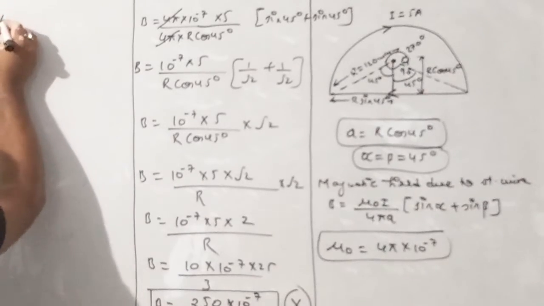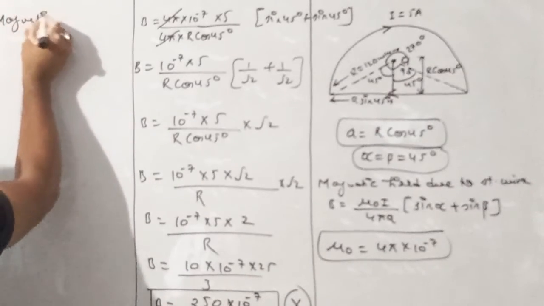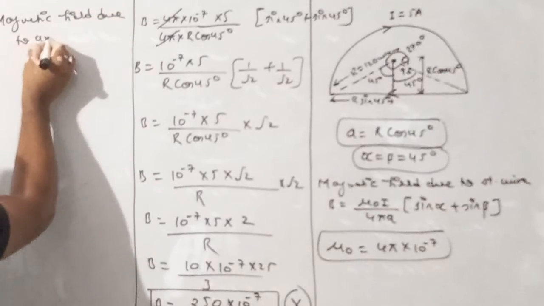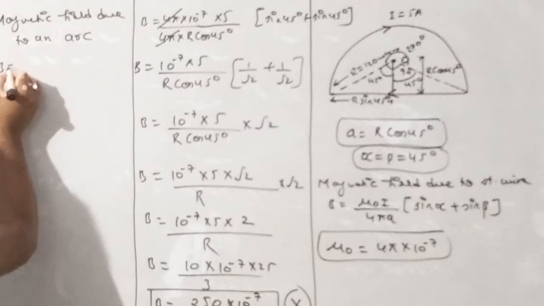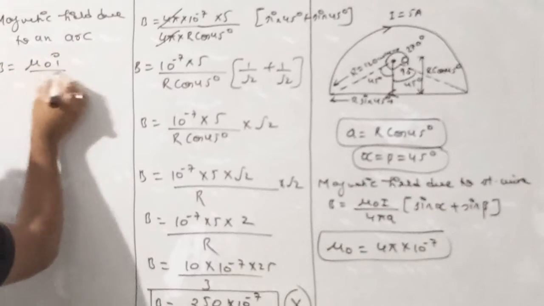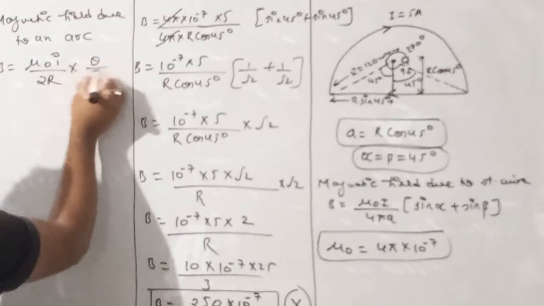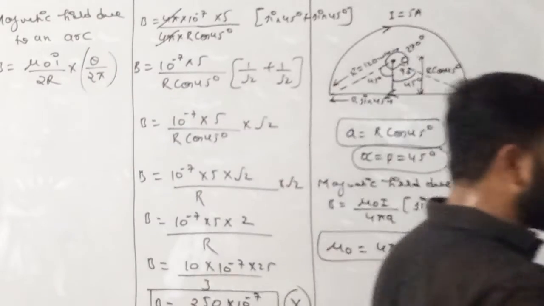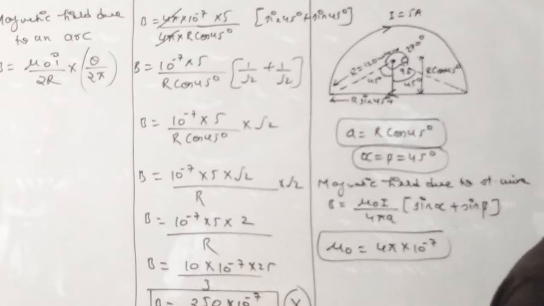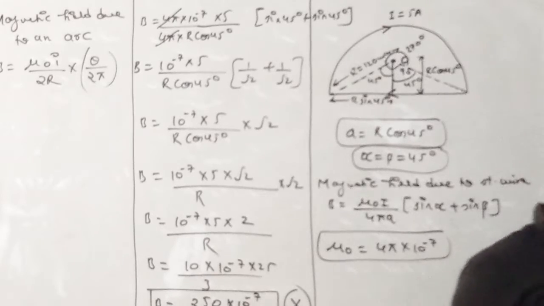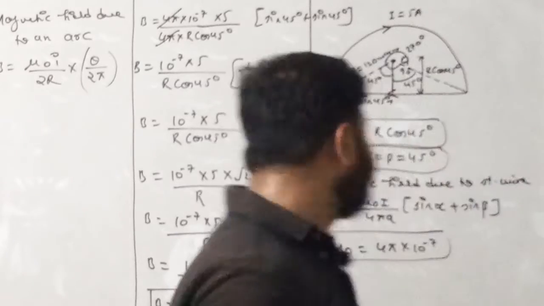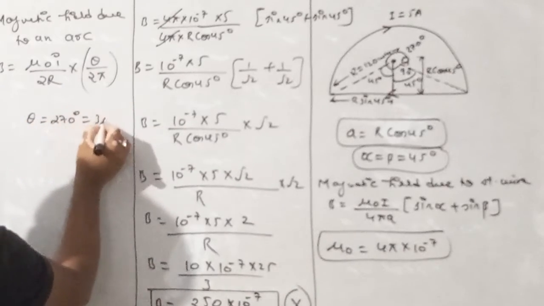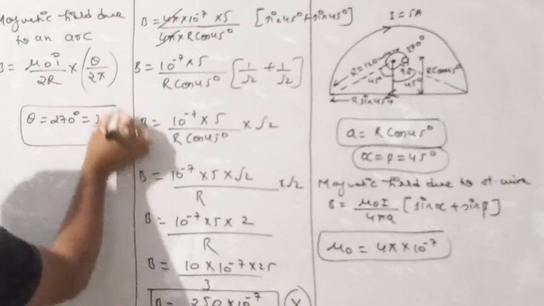So magnetic field due to an arc can be written as mu naught I by 2r into theta by 2 pi. So theta is nothing but angle subtended by arc. So angle subtended by arc is 270 degree. So 270 can be written as 3 pi by 2. Instead of theta, it is 270 degree. We can write as 3 pi by 2.